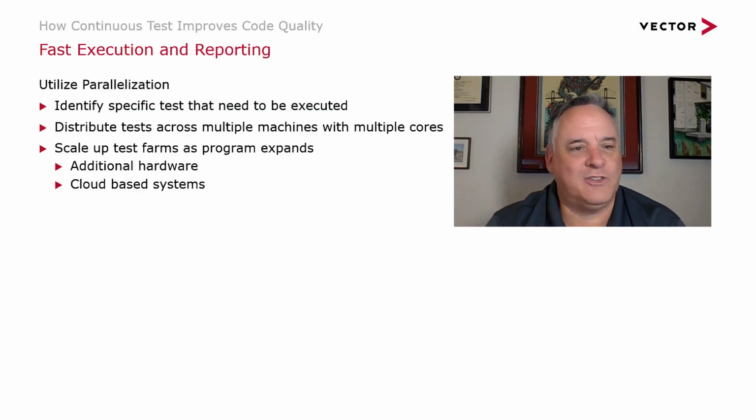So how can we speed up even slow test platforms? We can utilize parallelization. By identifying specific tests that need to be executed and distributing them across multiple execution platforms in parallel, you can really reduce your overall execution time. And programs can start off small, maybe with one continuous test machine that has multiple processors, multiple cores. You can start scaling that up, adding in more hardware, add a test farm, and some people even go out to the cloud and run cloud-based testing.